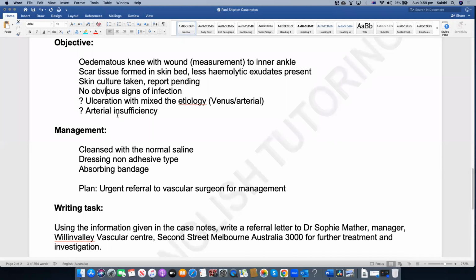Yes, sir. When there are no obvious signs of infection, do we need to include it? For the good things, we don't need to. Usually, when you write a letter of referral to someone urgently, this is going to be an urgent referral, I believe, because see this one, they have mentioned in the plan, urgent referral.